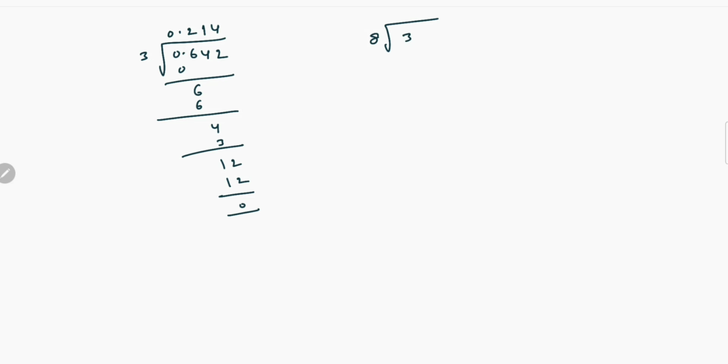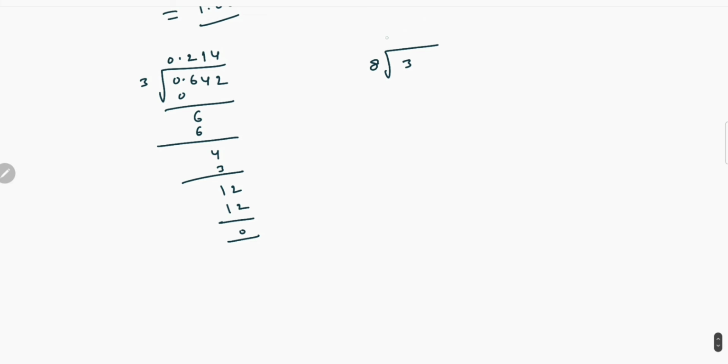8 3. So 0 point. So 3 0 8 3 is 4, 24, 60, 8 7 is 56, 4 8 5 is 40.